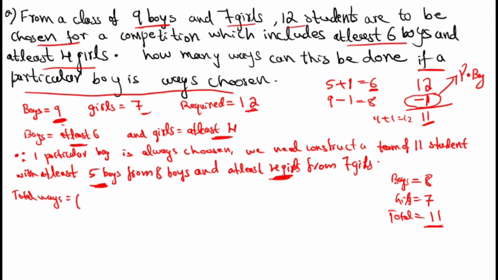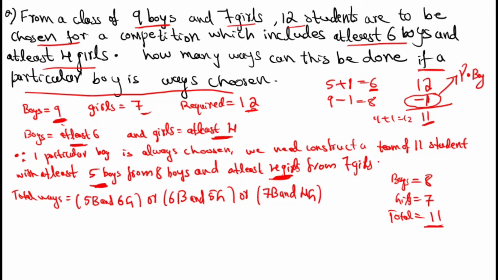First, I'm taking 5 boys. And then how many girls are possible? You need to get a team of 11, right? So you need to select 6 girls. Or second option, suppose I am taking 6 boys. And how many girls you need to select to get 11? You need to select 5 girls. Or next I'm taking 7 boys. And how many girls you need to select to get 11? You need to select 4 girls.